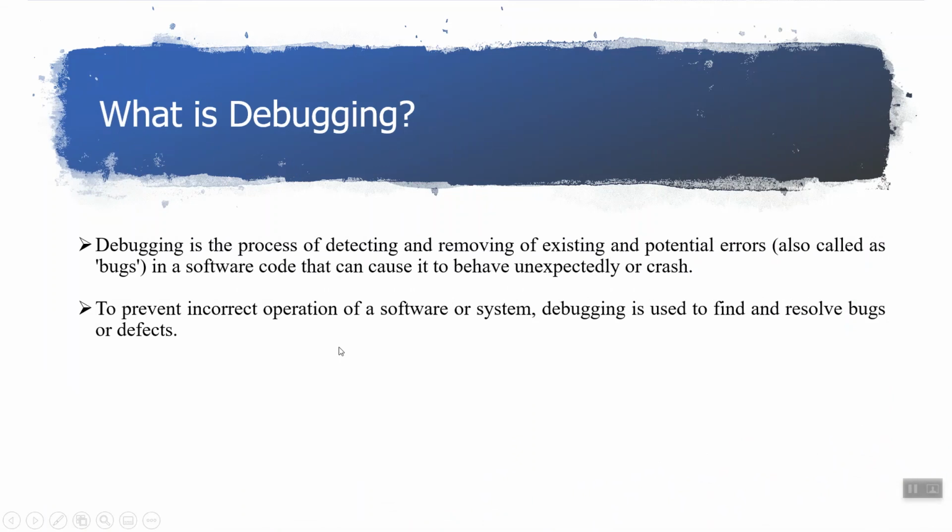The next is what is debugging. So debugging is the process of detecting and removing existing and potential errors, also called bugs, in the software code that can cause it to behave unexpectedly or crash the system. Also, debugging is used to prevent incorrect operation of a software or system. Here debugging is used to find the bugs and resolve the bugs or defects.